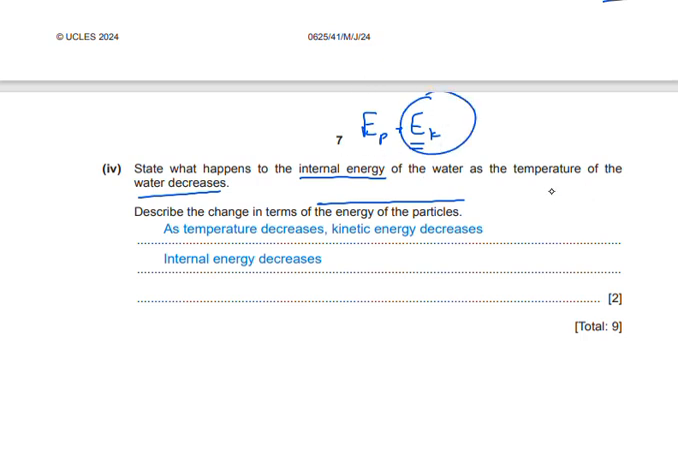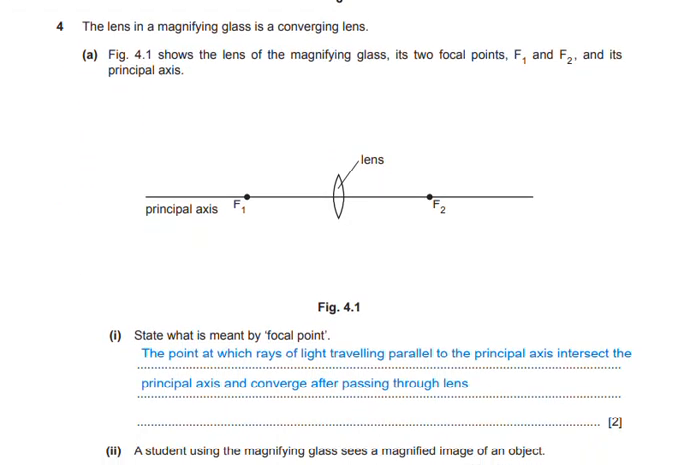As we know that temperature is decreasing, the kinetic energy is directly proportional to the temperature. As the temperature is decreasing, kinetic energy is decreasing, and if the kinetic energy is decreasing, it means the internal energy is decreasing. Okay, so as the temperature decreases, the average kinetic energy of the particles decreases, so the total internal energy of the particles also decreases. Okay, right. Moving toward question number 4.